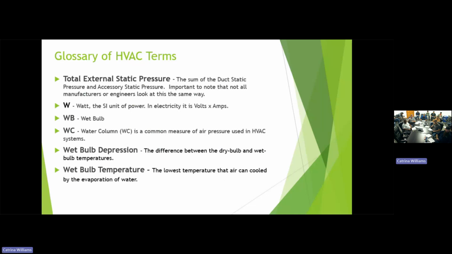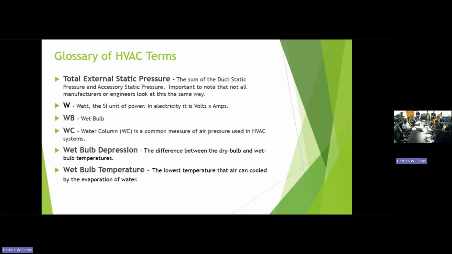WB is the abbreviation for wet bulb. Let's jump down to this one. Wet bulb temperature is the lowest temperature that air can be cooled to by evaporation of water. That's going to have a relationship to relative humidity. We'll show you that later on. The higher the relative humidity, the higher the wet bulb temperature. They kind of run in conjunction.